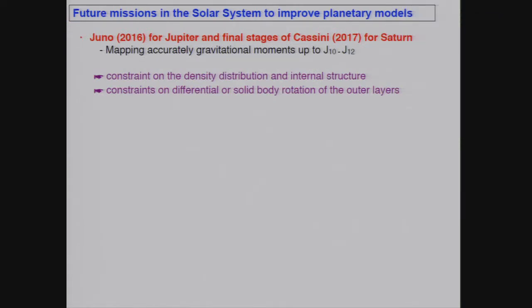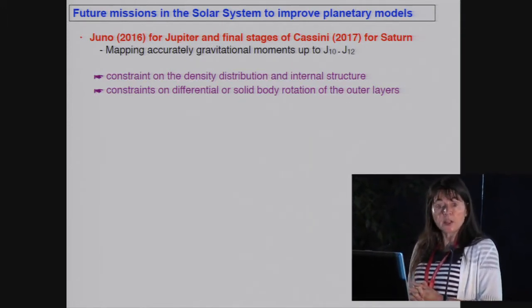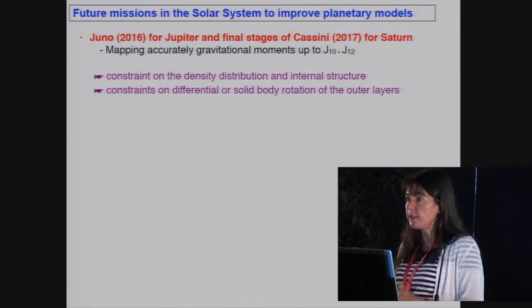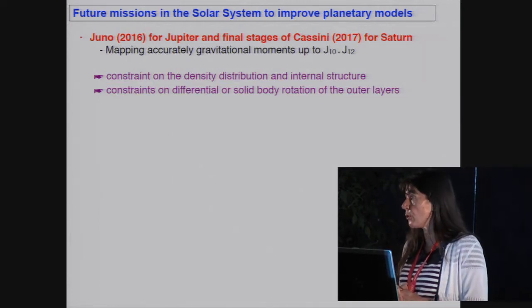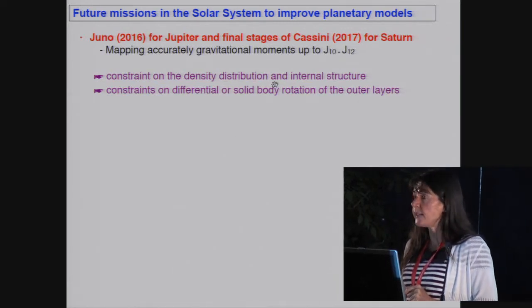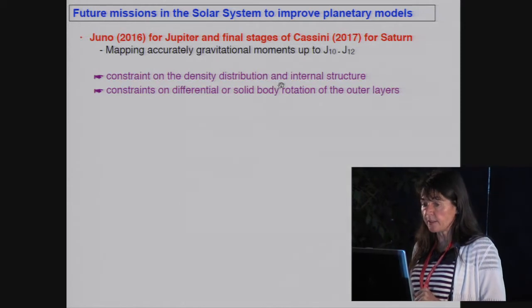Last thing regarding our planetary system is that the future looks very good, because we will have very soon Juno and Cassini, who are going to improve the measurement of gravitational moments, and this is going to improve drastically the constraint on the density distribution.